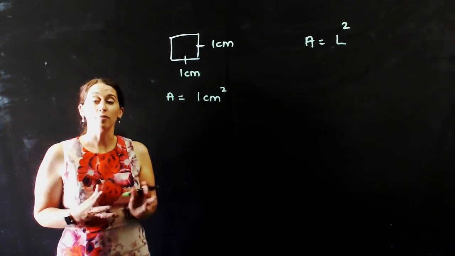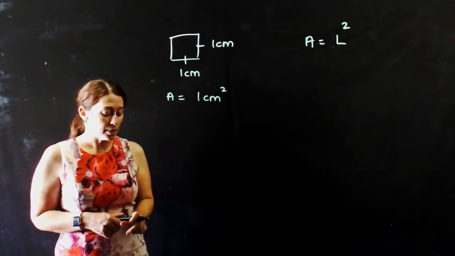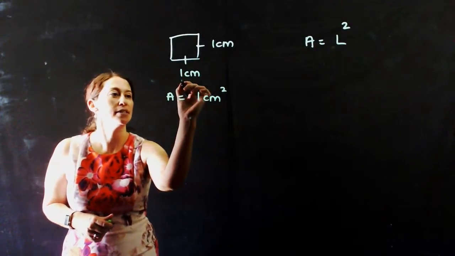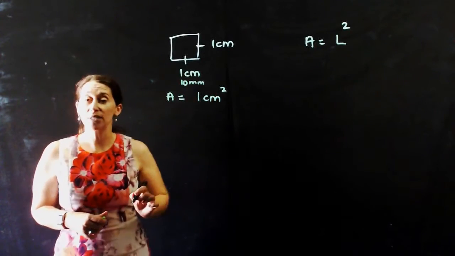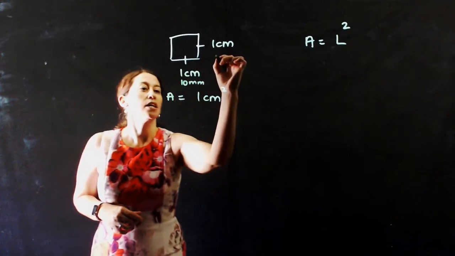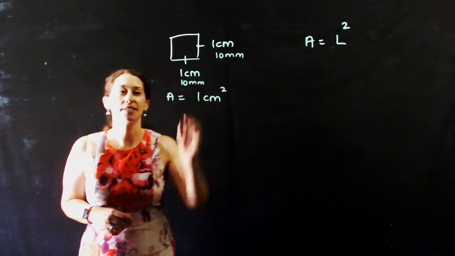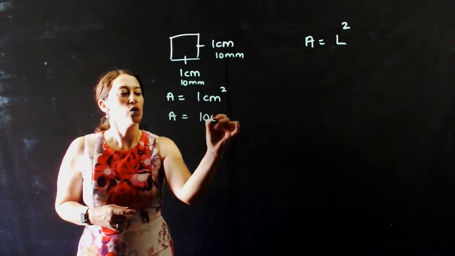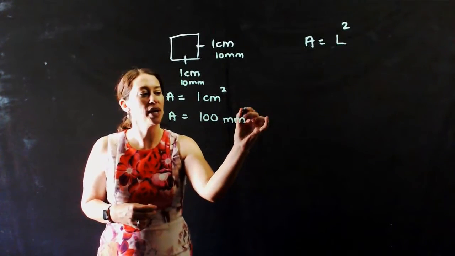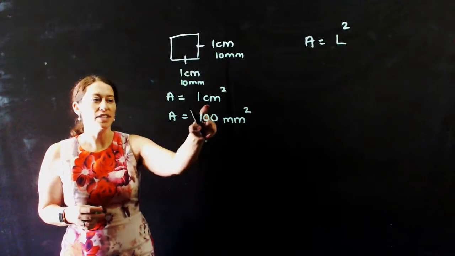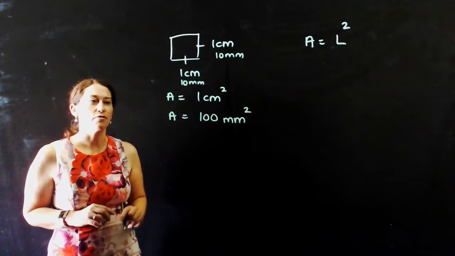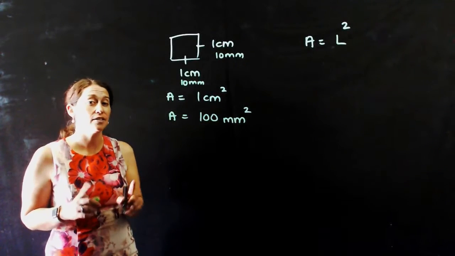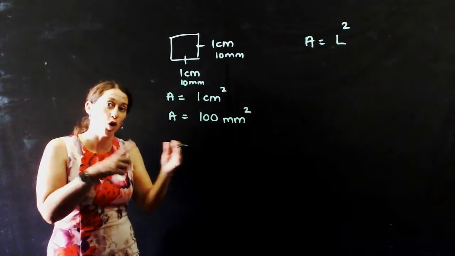Now let's just talk about if we were to convert this length into millimetres. 1 centimetre is equivalent to 10 millimetres, so they're exactly the same size, I'm just changing the units. Now if we work out the area of this square, the area becomes 10 times 10, which is 100 millimetres squared. Look at the conversion. These are equivalent areas, just different units. You can see this is 100 times bigger than that. It's actually 10 squared times bigger.